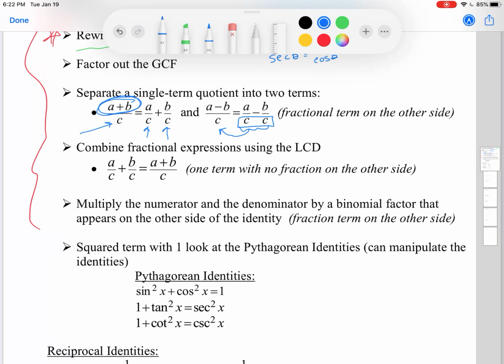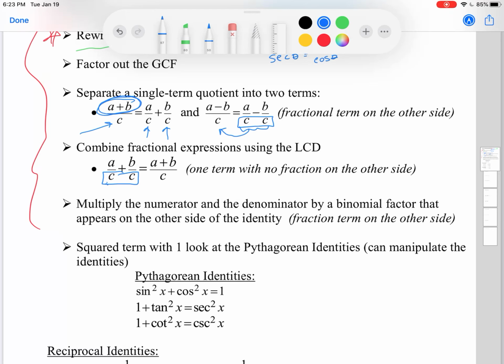Then there's combine fractional expressions using the LCD. Again, that's what I just stated. That's the backwards version. So we saw that they had the same denominator, or the least common denominator, so I was able to combine those together to make it one fraction.